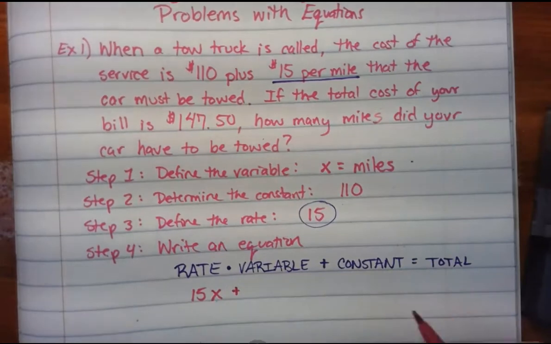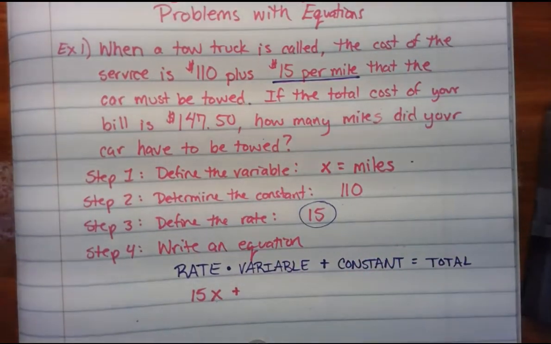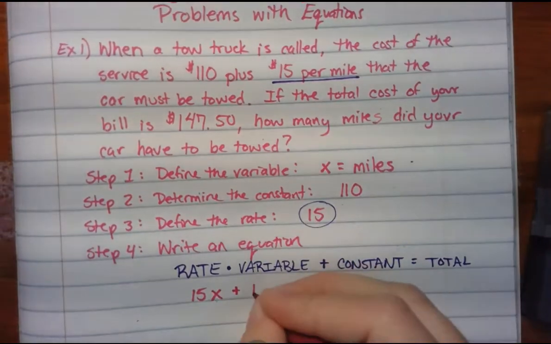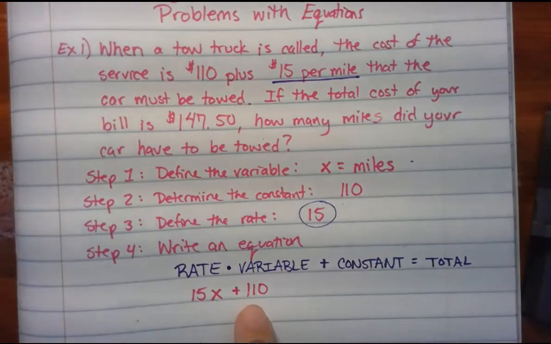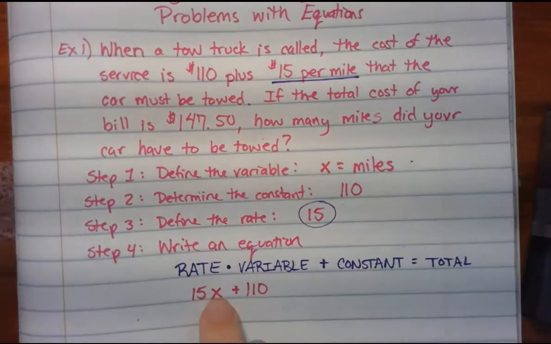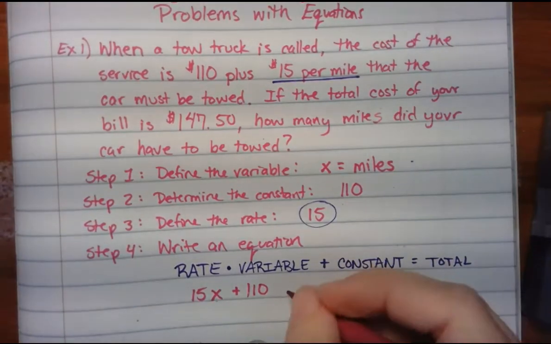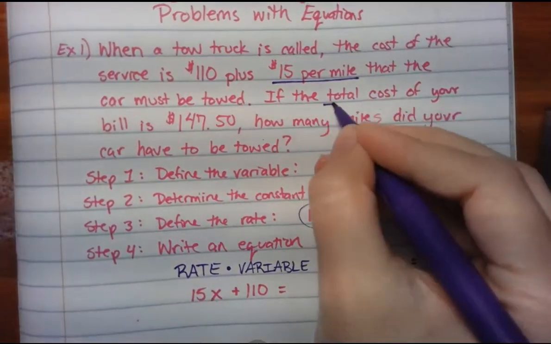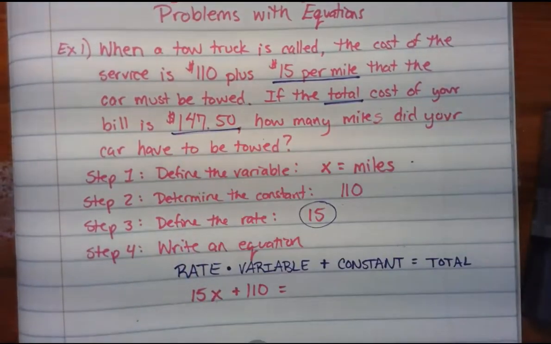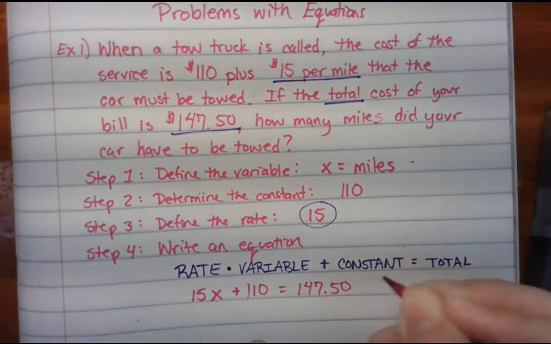Okay. Then we're going to add the constant. So the constant here was the $110. And so we're going to write that down. And notice how that makes sense, right? We're building up a total cost here. So it's $15 for every mile plus the $110 that they charged me at first. And that's going to equal what the problem was telling me my total was. And of course, the problem just told me that the total was $147.50.